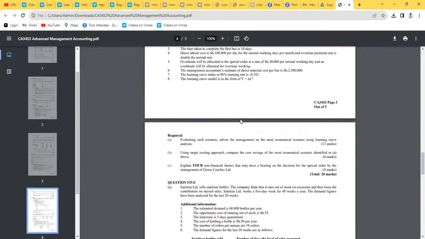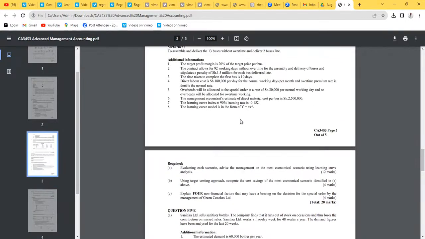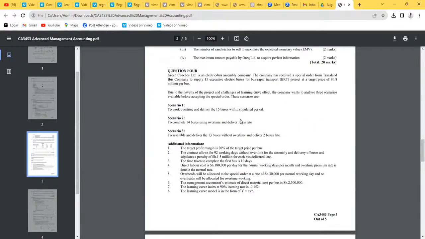So what we need to understand is very, very interesting there. What do they want us to do? One, to work overtime and deliver the 15 buses within the stipulated period. So let's deal with scenario number one.